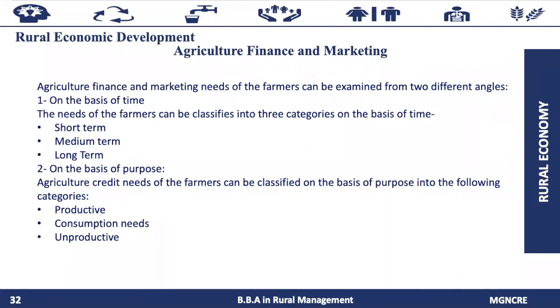The agriculture, finance and marketing needs of the farmers can be examined from two different angles. The first angle is based on time. The needs of the farmers can be further classified into three categories on the basis of time, namely short term, medium term and long term. And the second angle is based on purpose, where the agriculture needs of the farmers can be classified into the following categories, namely productive, consumption needs, and unproductive needs.